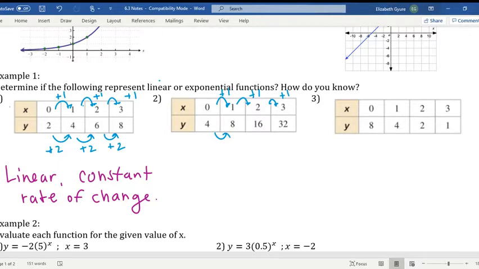What about my y's? How do you get from 4 to 8? Oh, Aiden already told us. Aiden says they're being multiplied by 2 each time. That's exactly right. If you take 4 times 2, it's 8. 8 times 2 is 16. 16 times 2 is 32. So these were being multiplied by 2.